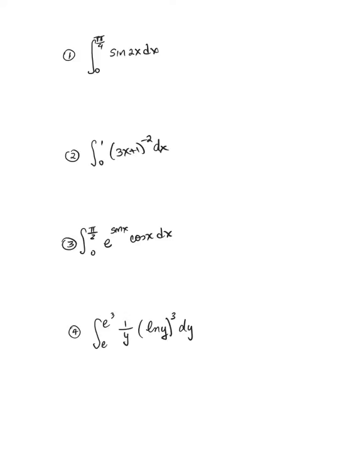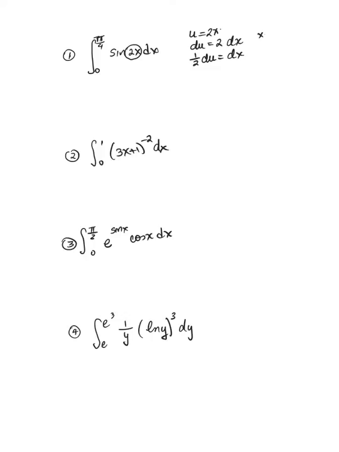Okay, let's start with number 1. So here we have a composition of two functions. 2x is the innermost function. So we set that equal to our u. du is equal to 2, and we add on the dx. So 1/2 du is dx. That's one substitution we're going to make.